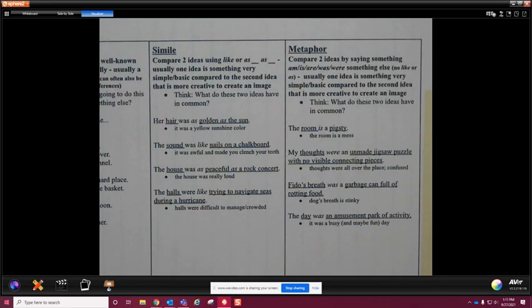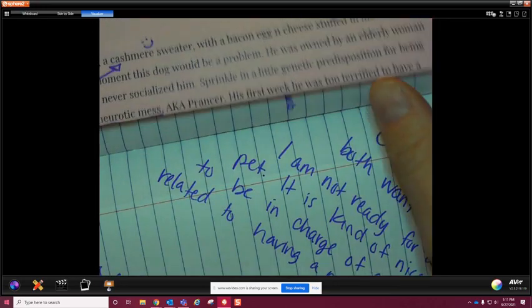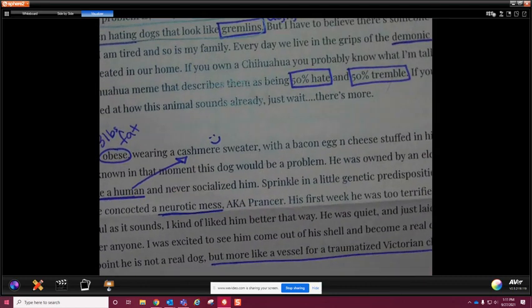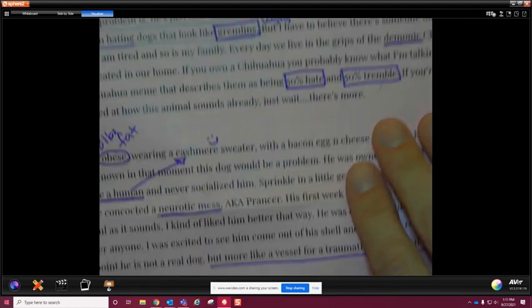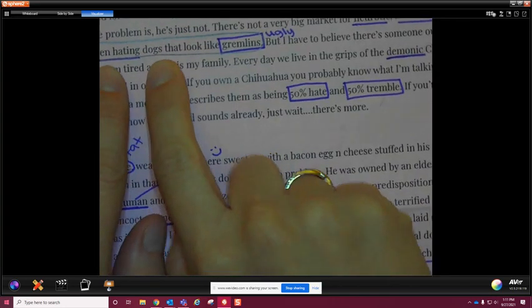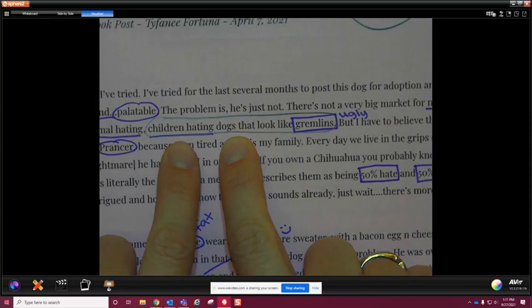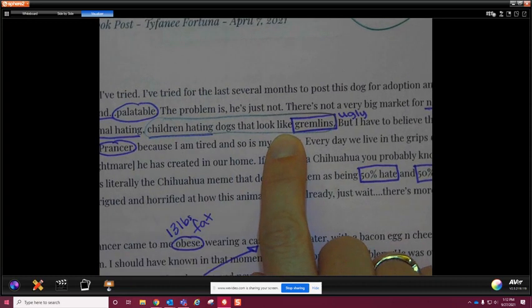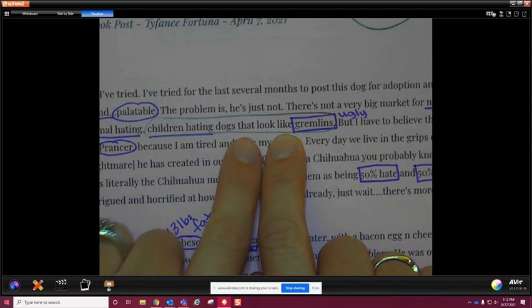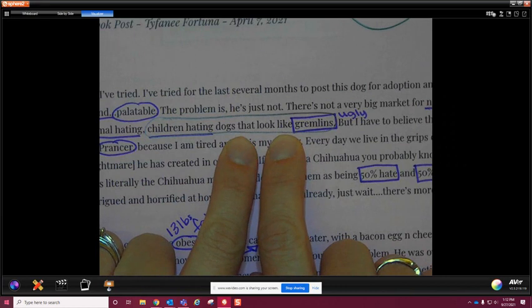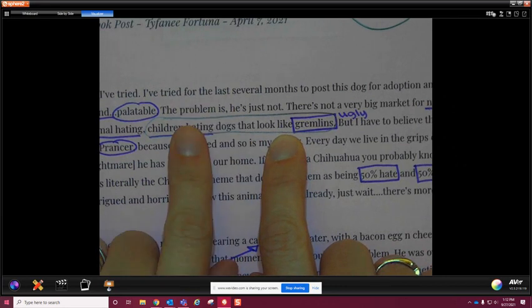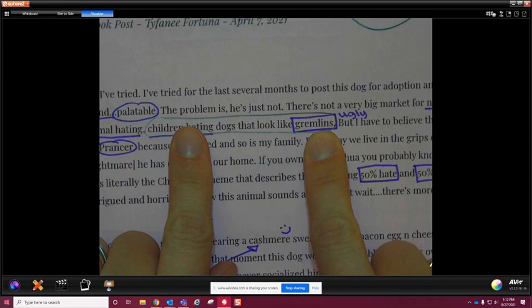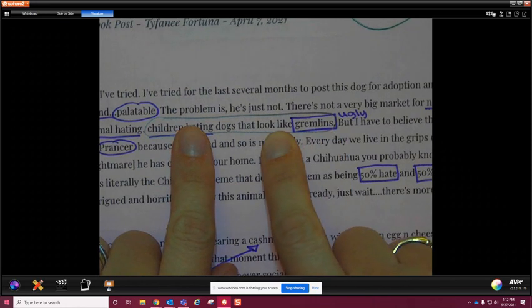All right. So the first one that we ended up looking at was the adoption ad for the Chihuahua. And one thing that the class ended up finding was this one right here. We actually circled it: children hating dogs that look like gremlins. Okay, so when we're looking at that, we're actually trying to find different types of figurative language in the piece. And so this is one right here that a student found. And so they're comparing the dog to a gremlin. And they're using the word like. So that's going to be a simile.